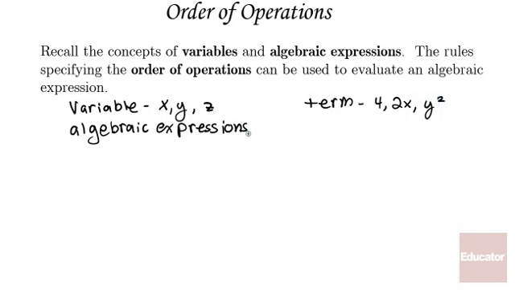And when these are combined using arithmetic operations, then they're known as expressions. And when variables are involved, then they're algebraic expressions. For example, 4x cubed plus 2xy minus 1 would be an example of an algebraic expression. The rules specifying order of operations are very important, and they're used in order to evaluate algebraic expressions.